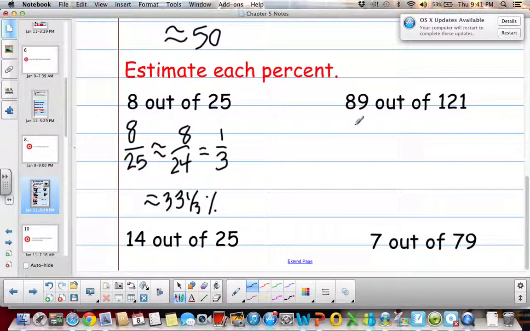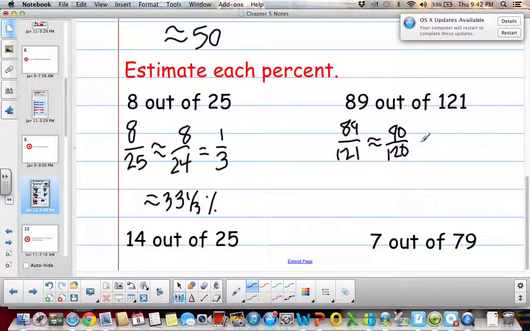Okay, if we have 89 out of 121, we write it as a ratio. I know that 89 is close to 90, and 121 is close to 120. So 89 over 121 is approximately 90 over 120.